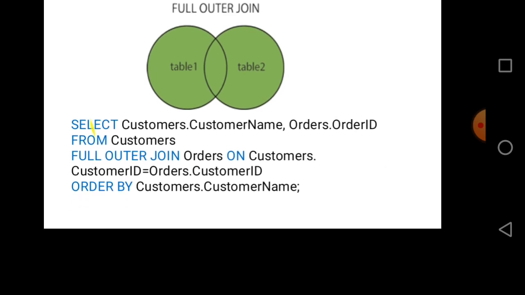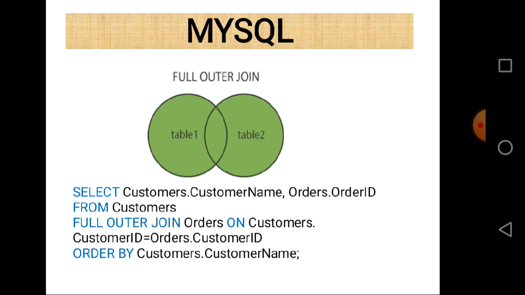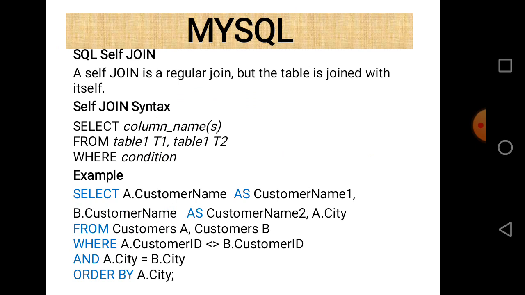Orders ON customers.customer_id equal to orders.customer_id. So customer_id is a common column to both these two tables. And if you want to sort the data, just write the ORDER BY clause. And this is inner and outer join.